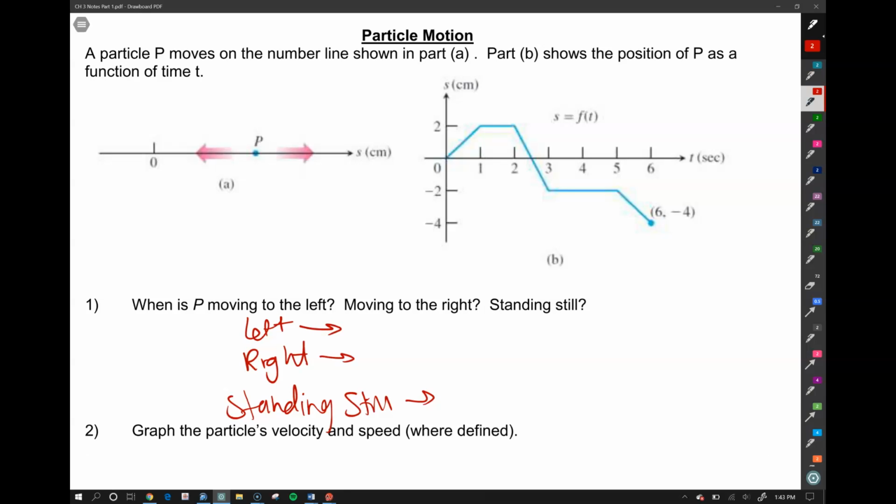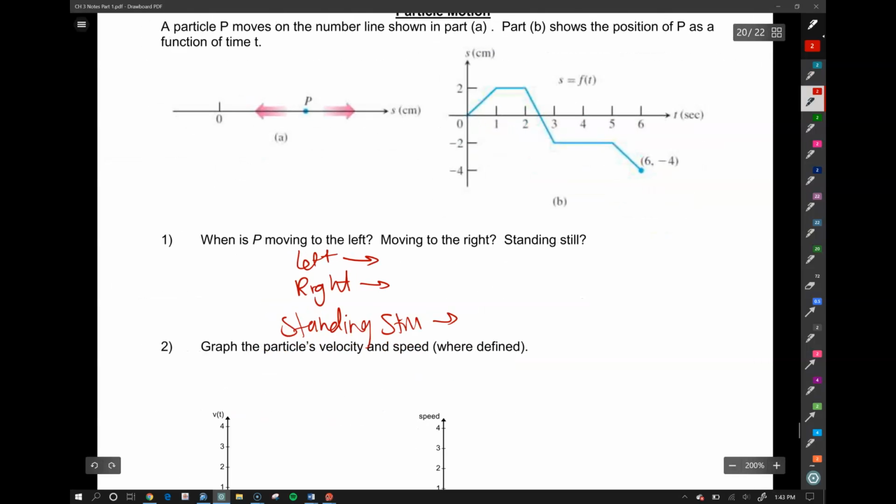So how does the velocity relate to a position time graph? Whenever it doesn't change, like at 1 to 2 and 3 to 5. We're looking at slope. To find velocity from a position time graph, we're looking at the slope. So if we're standing still, that means a slope of 0. We're standing still whenever the slope is 0. So I'm just going to put that slope equals 0.